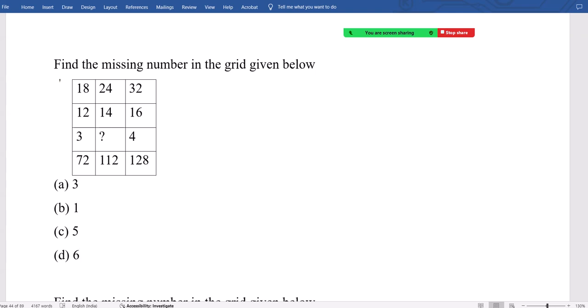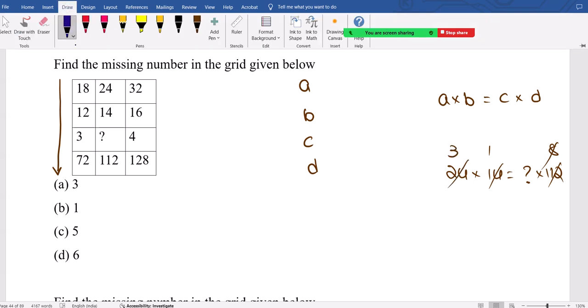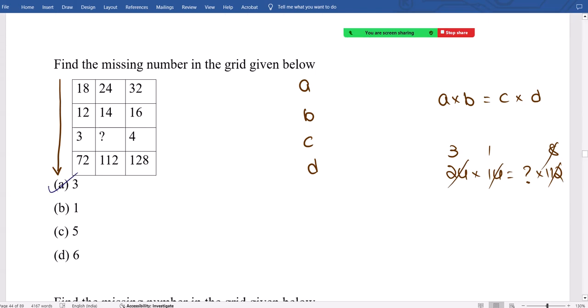As more numbers are in vertical, if you see vertically, A, B, C, D, A into B is equal to C into D. There are many logics you can try. So 24 multiplied by 14 is question mark into 112. This is 14 8 times, 8 3 times. So question mark is nothing but equal to 3. Option A is correct. A into B must be equal to C into D.